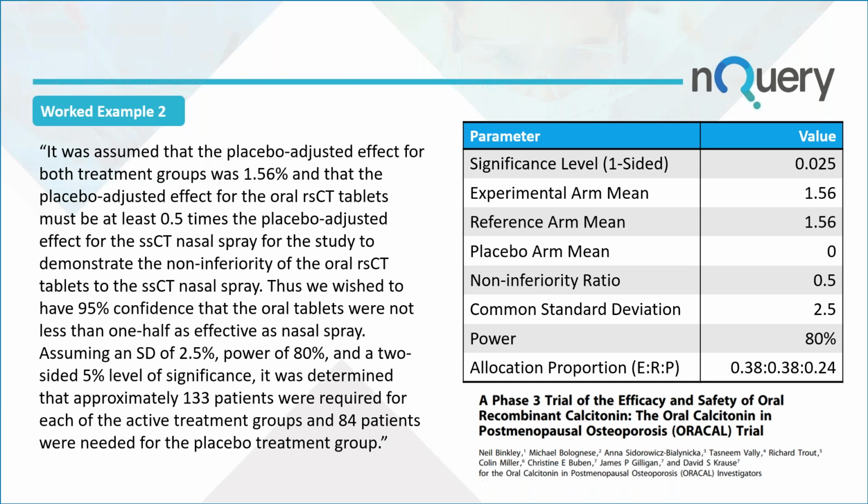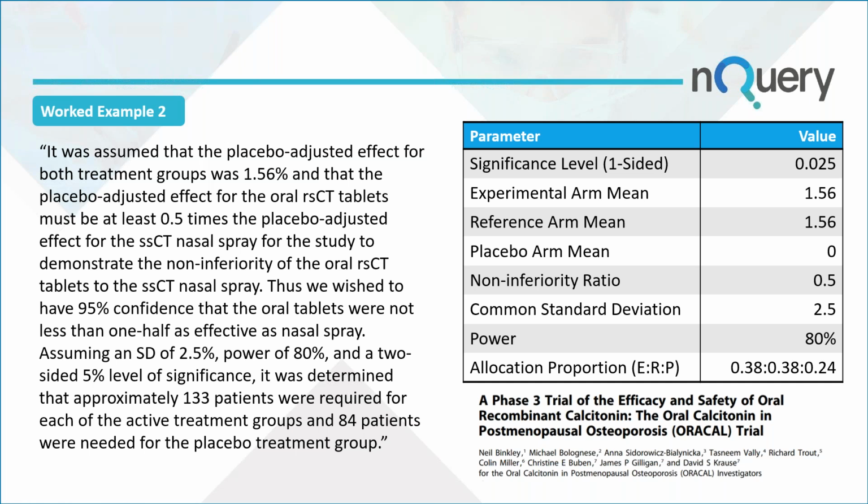So this is just an example of a phase 3 trial, for oral calcitonin for osteoporosis. In this case, we're looking at a fairly simple case where they've used a normal approximation for a percentage adjusted placebo effect. So this is like effect over placebo. You'll see here that the mean in placebo is obviously 0 because we're comparing to placebo. And then they're assuming that the experimental arm and reference arm are going to be the same, but they had a pretty generous non-inferiority ratio of 50%.